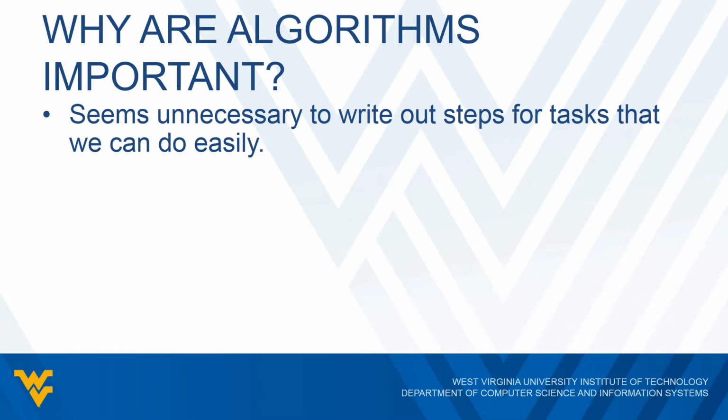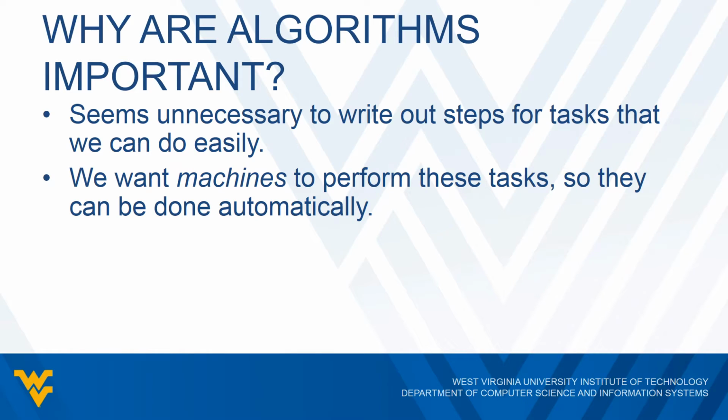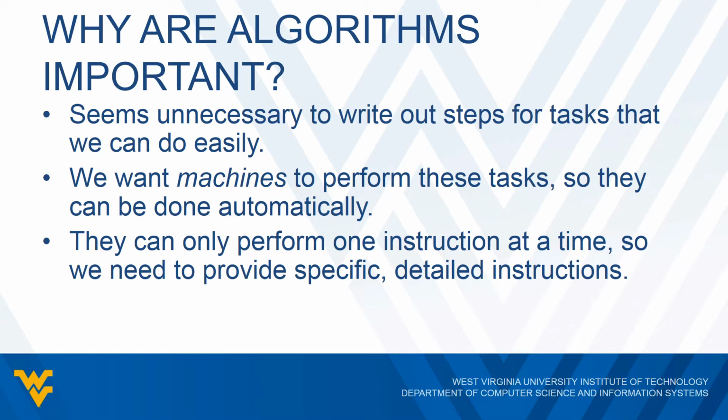The key thing here is that when we write an algorithm to solve a problem, it's not for us to execute the algorithm. We're trying to get a machine to perform these tasks. And last time I checked, machines are not humans. They follow one instruction at a time. We need to have these tasks be done automatically. So we need to write these steps so that we can tell a machine how to add two numbers or how to do some particular task. They can only perform one instruction at a time. So we have to make sure that we give them specific, detailed instructions.